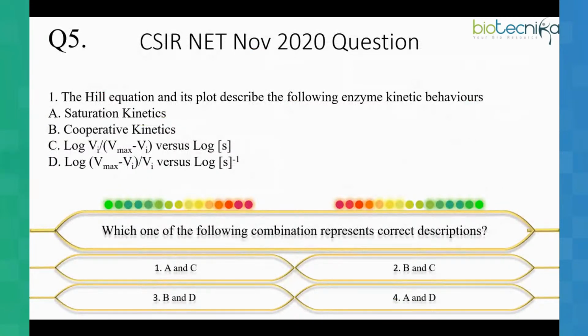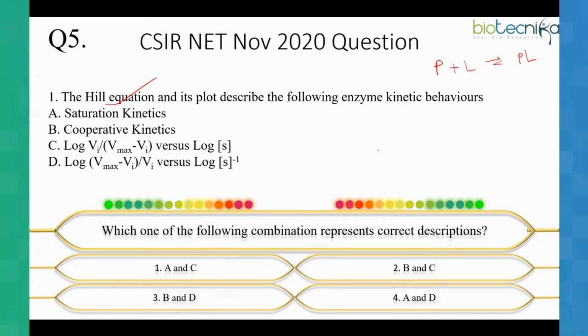Then another question from Enzymology, CSIR NET, November 2020. Okay, here they are asking about the Hill equation. Hill equation is for a straight line graph. When you talk about protein and ligand binding, or enzyme and substrate binding, generally when we have P plus L, it gives you the PL complex, right?